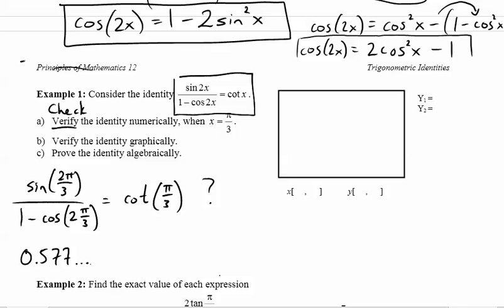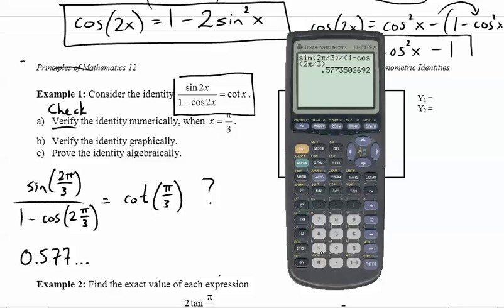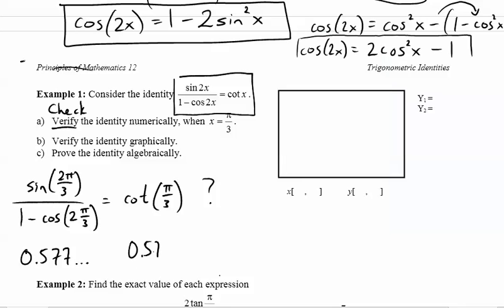How do I do cotangent of pi over 3? 1 over tangent. 1 divided by tangent pi over 3. Hopefully I get the same answer. Yay! 0.577. Do you know what that is as an exact number?